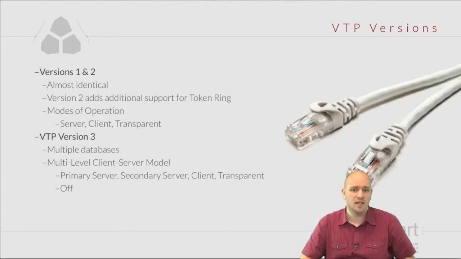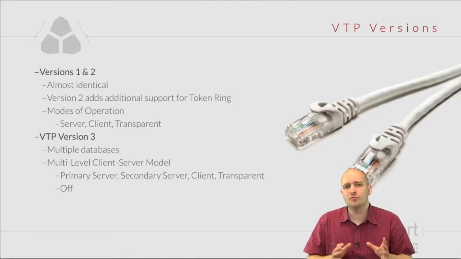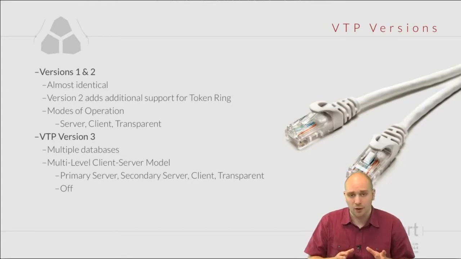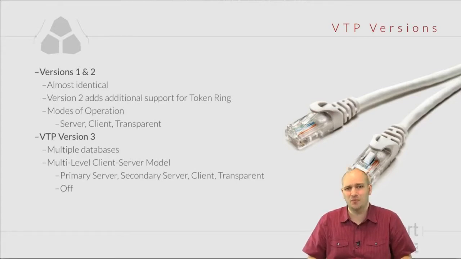VTP comes in three versions. Versions 1 and 2 are something that I like to call the traditional VTP. The traditional VTP is supported by almost every single Cisco switch in every single IOS version. These two versions are almost identical. The only difference is that version 2 adds some additional support for token ring VLANs, and really this is not very relevant in this day and age.